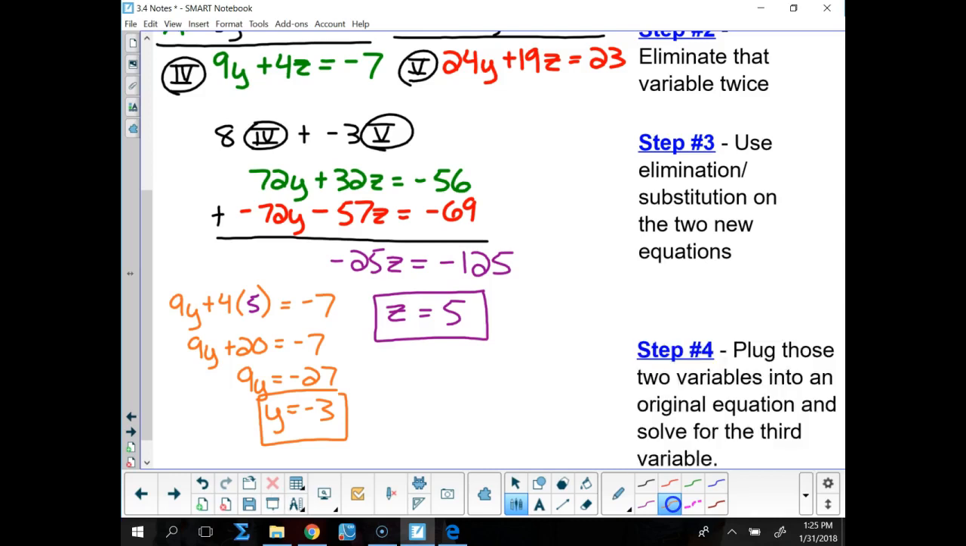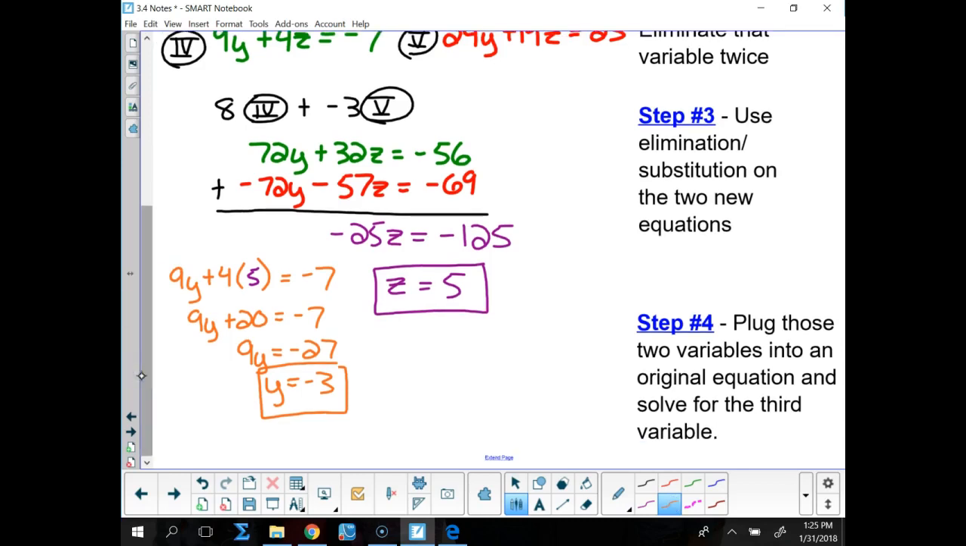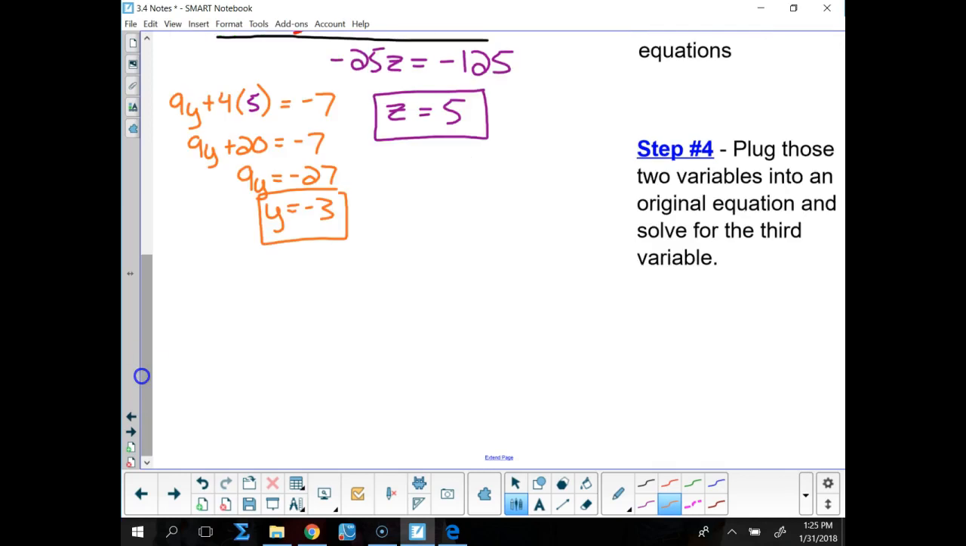Okay? So then my last step says that I'm going to plug those two values which I just found back into one of my original equations to get the third one. I'm going to go with equation number 3. It should work, all three of them should work in all.